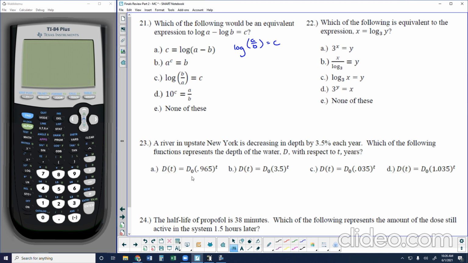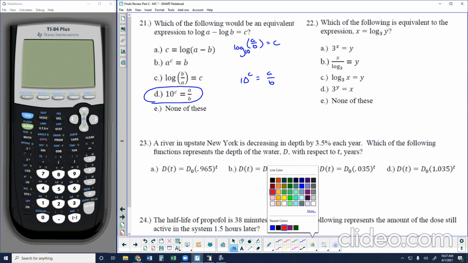And I don't see anything that is exactly this written so far. So let's try to simplify it a little further. Remember that the base of the logarithm here is 10. So I could write this into an exponential equation if I would like. Base 10 to the c is equal to a over b. And I do find that expression at answer D. So here I combine the logarithms through my properties of logarithms, my quotient property, and then rewrote it as an exponential equation to find the expression that matched in 21.